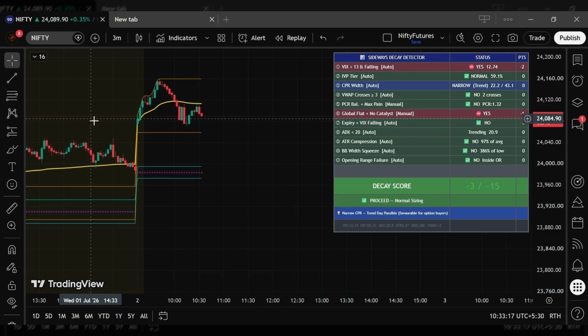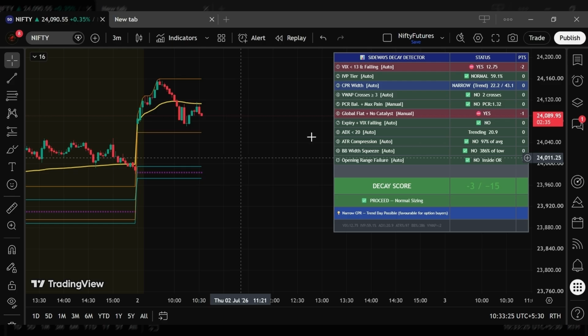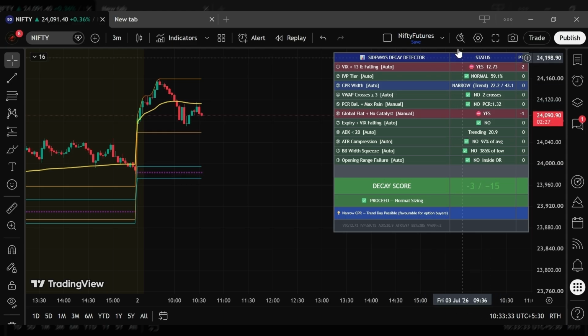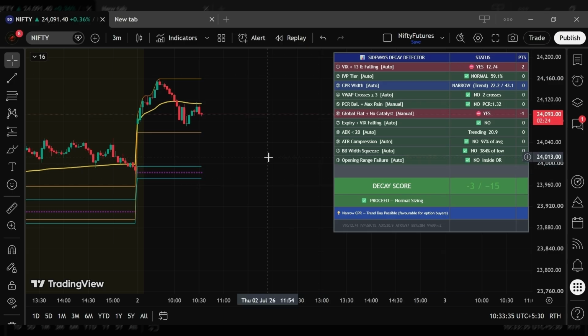Okay, so today, 2nd of July, and I thought of making this video to give you a sense of how the sideways decay indicator works. We have discussed this in the previous video, explaining all the parameters used in this indicator and how to read it. I'm not going to get into all those details today, but rather I'll explain how we can make the best use of the indicator and go with the trend.